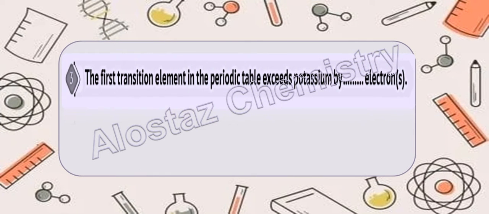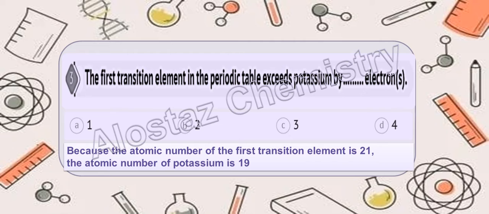Question 3 says that the first transition element in the periodic table exceeds potassium by. We have potassium as an element with atomic number 19. Let's discuss our choices: 1, 2, 3, and 4 electrons. The first element in the transition elements starts with atomic number 21. So the difference between them, 21 minus 19, gives 2 electrons. So the right answer here will also be letter B.